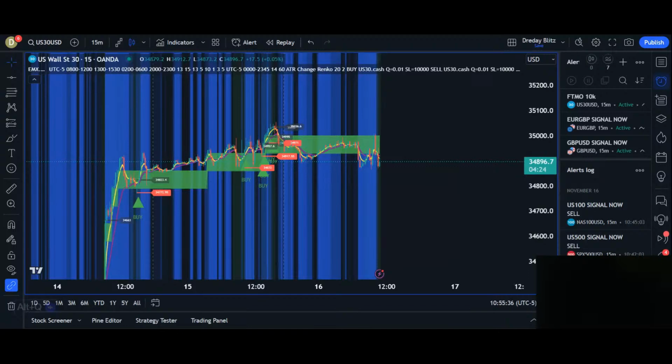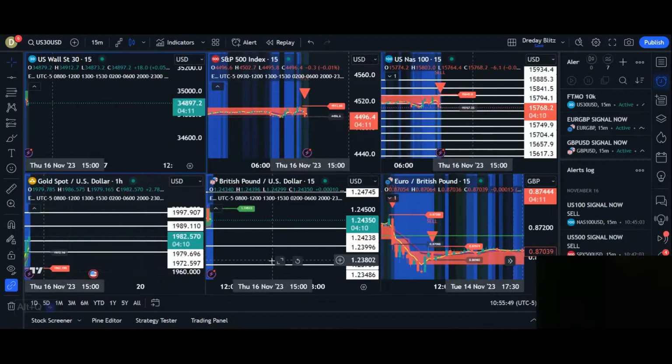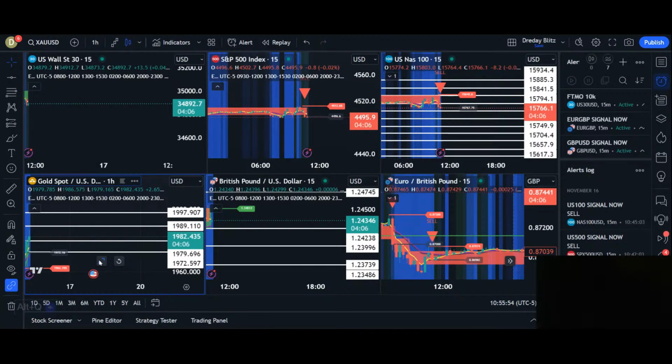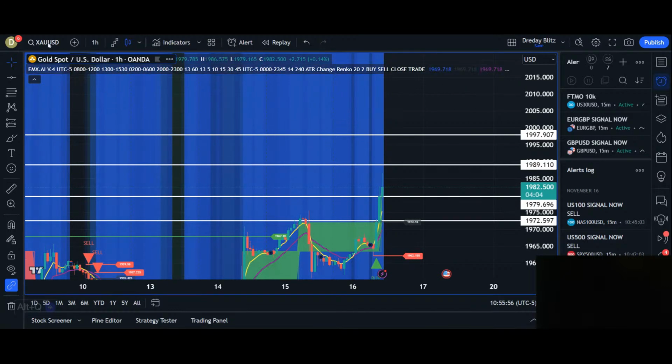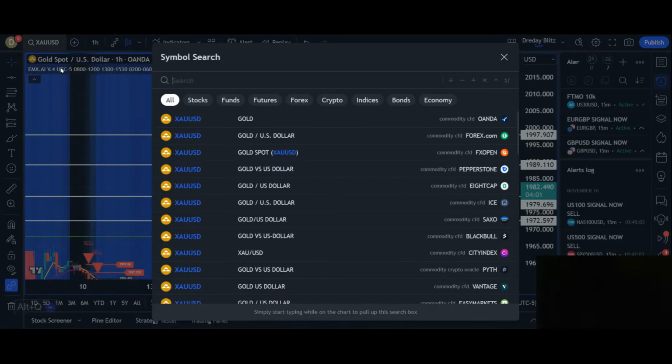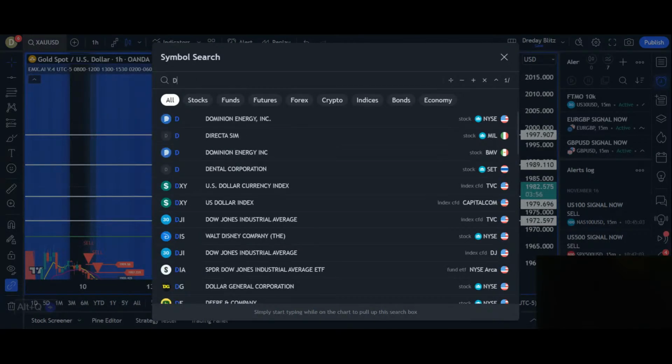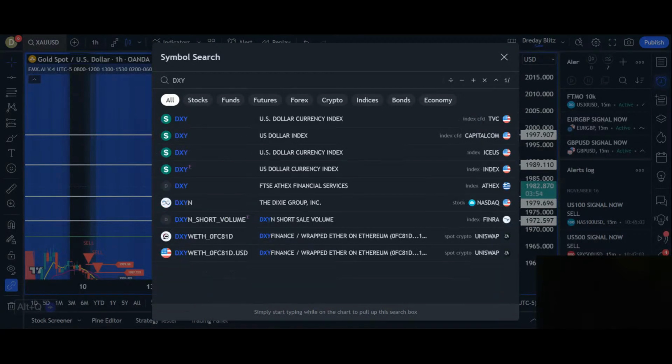So DXY currency signal. So DXY, let's look at DXY. So let me close this out. And we're going here, DXY.